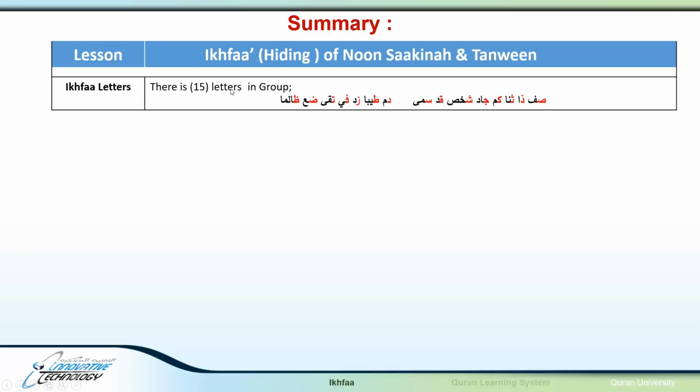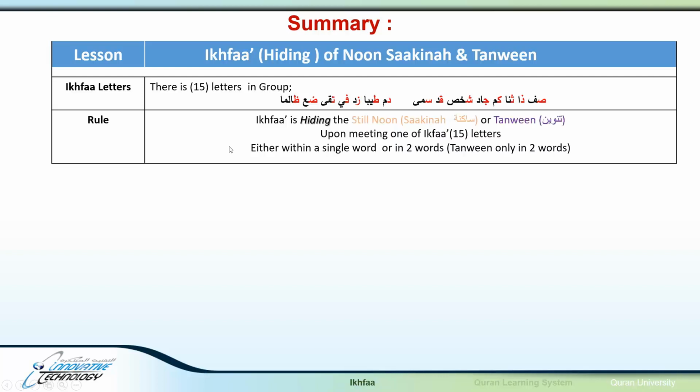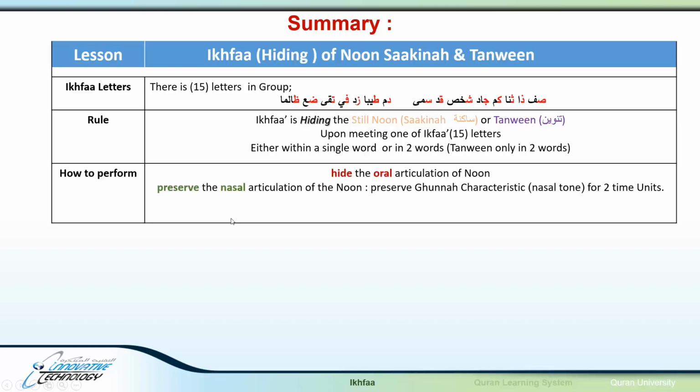Ikhfaa letters are 15 letters that are summarized or grouped at the beginning of these words. صف ذا ثنى كم جاد شخص قد سما دم طيبا زد في تقى ضع ظالما. Now the rule of Ikhfaa is to hide the still nun, nun sakina, or the tanween upon meeting one of these 15 Ikhfaa letters, either in a single word or 2 words, while remember tanween only happens in 2 words.